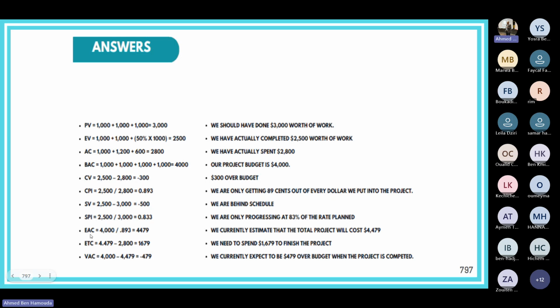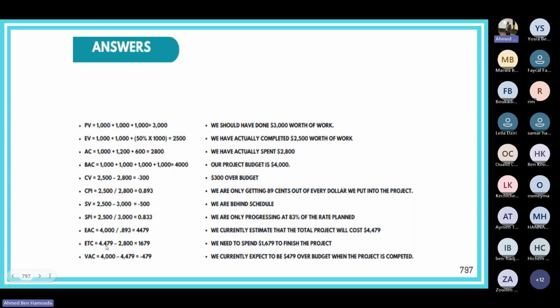So the estimate at completion, that's the budget at completion divided by the cost performance index. So 4,000 divided by 0.893, that's 4,479. So we currently estimate that the total project will cost $4,479.